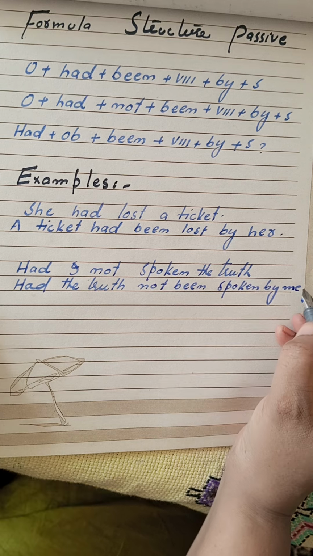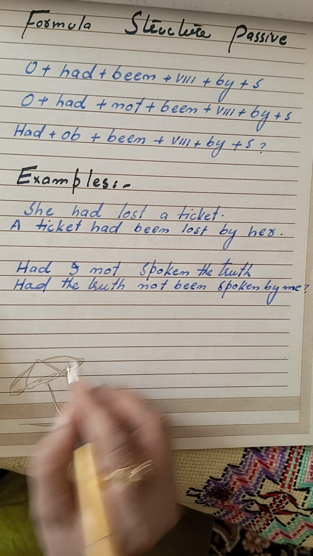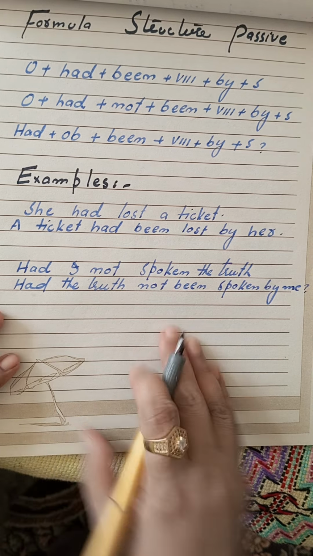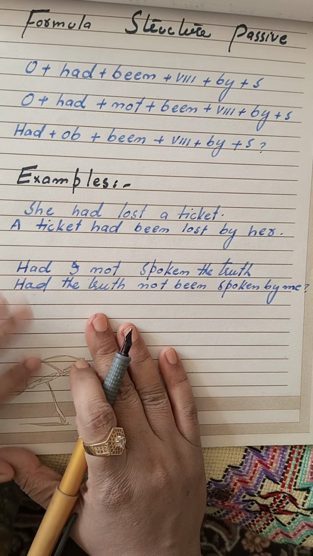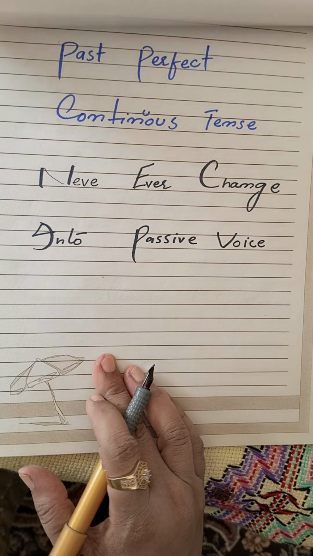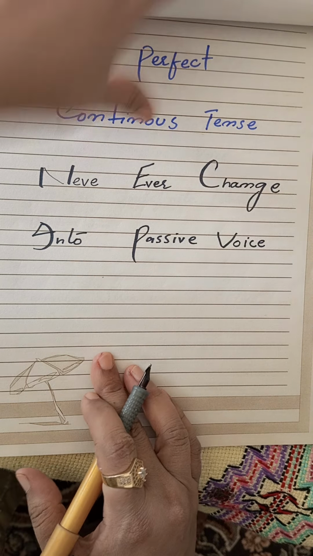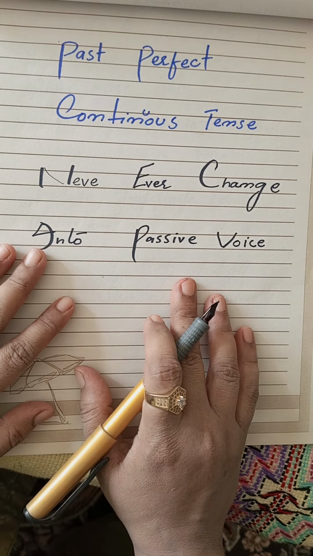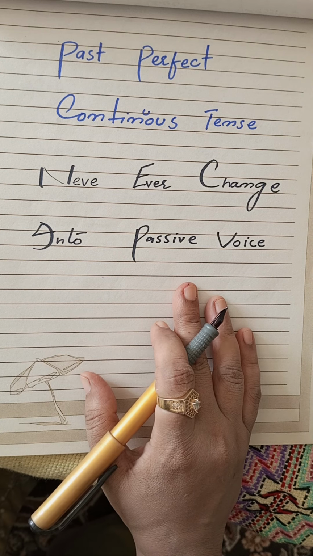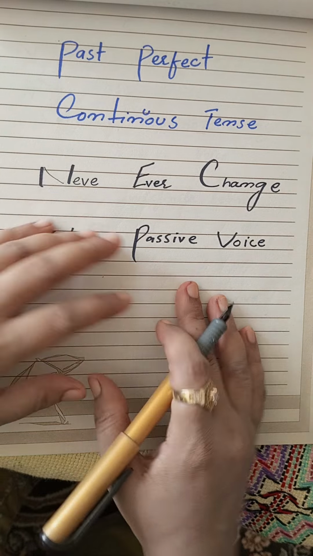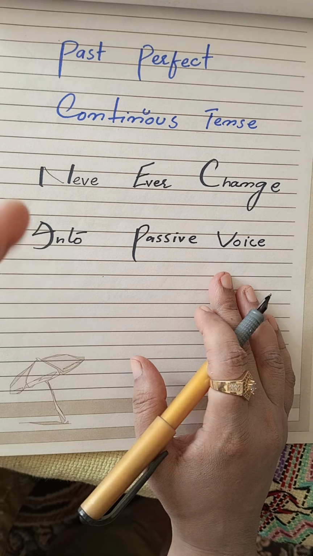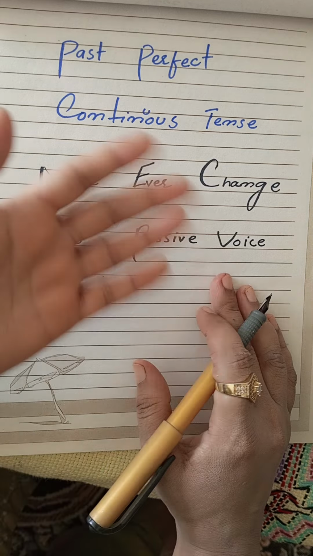Okay, this is the question. Past perfect tense has been done right now, but I am telling you, past perfect continuous tense never ever changes into the passive voice. So in the next video, we are going to start the future indefinite tense and how we can change the future indefinite, continuous, and perfect into the passive voice.